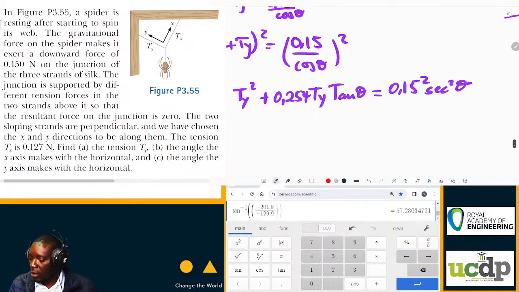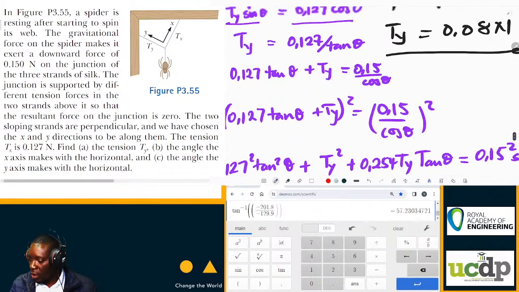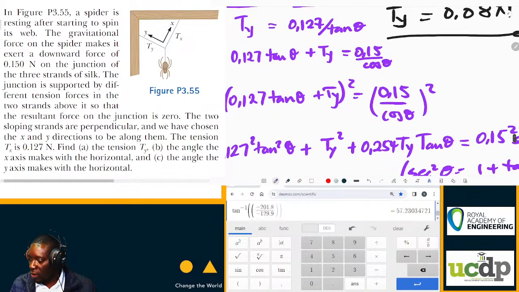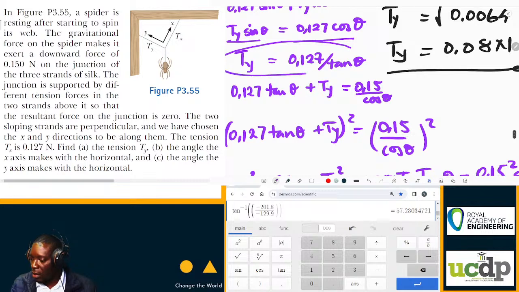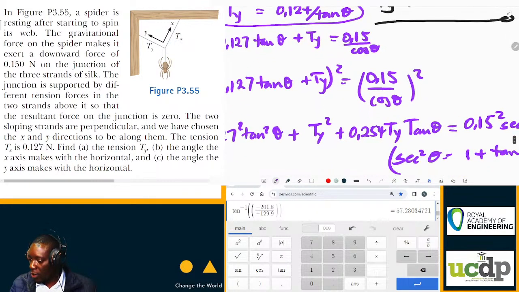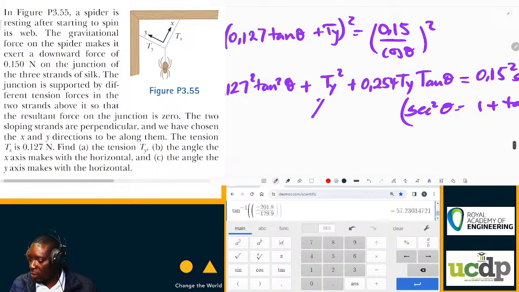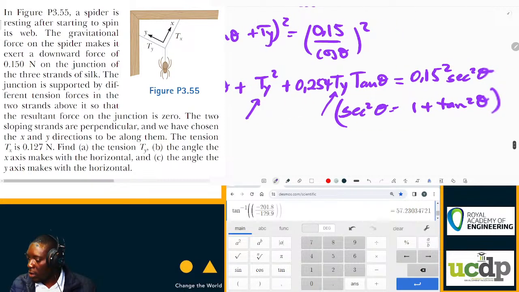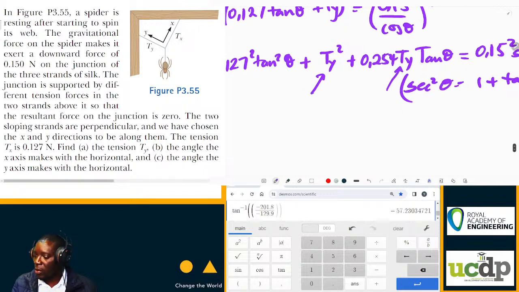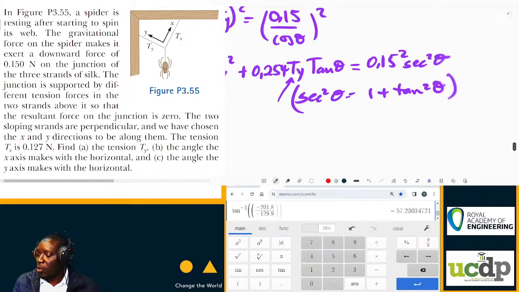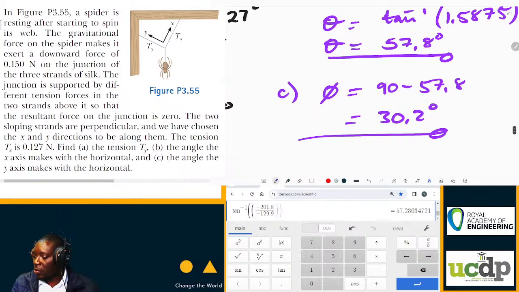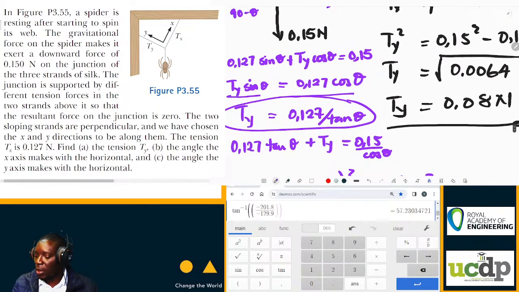Sec squared theta equals 1 plus tan squared theta. You substitute that there. Then we have already said Ty is 0.127 over tan theta. So that's another expression we use to eliminate Ty. Then we remain with an equation in terms of tan theta alone, and we can solve for tan theta. Solving tan theta should give us theta equal to this same value, and we can do the same to find Ty, having found tan theta.